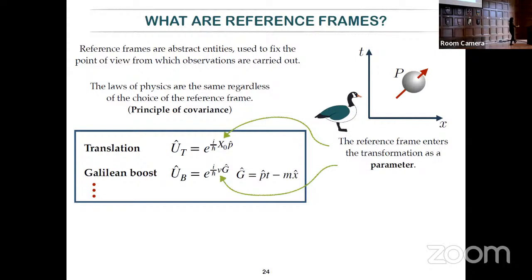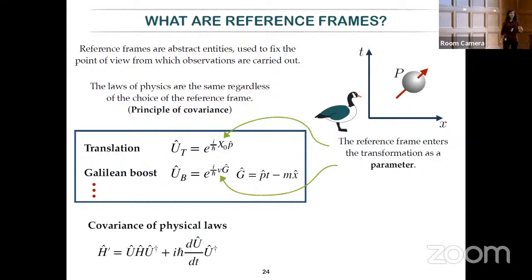So it's x0 and v, and if we interpret it physically, x0 is the amount by which I translate, so it's the relative distance between my initial and the final reference frame, and v is the relative velocity between my initial and final reference frame. And then, if we plug this transformation inside the Schrödinger equation, we find that the Hamiltonian transforms in this way that I wrote here, and this is what it means that the laws of physics are covariant.